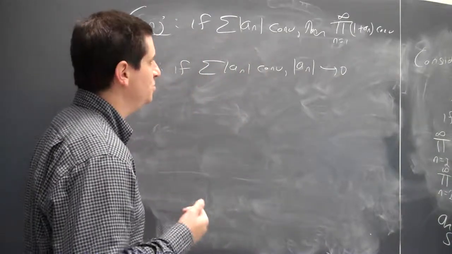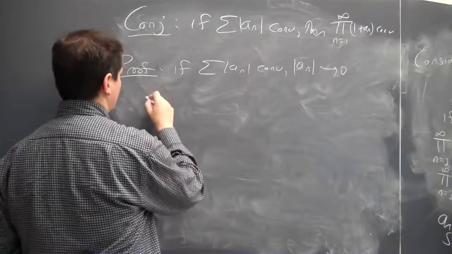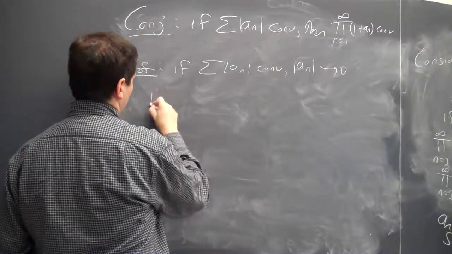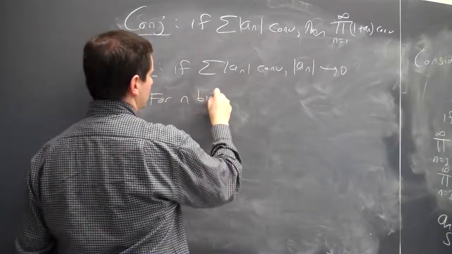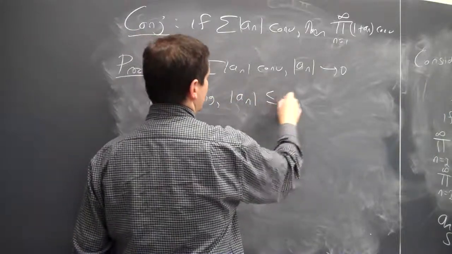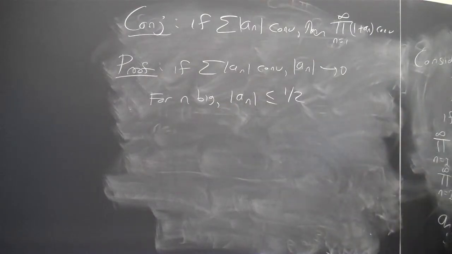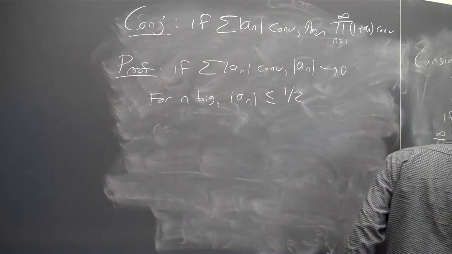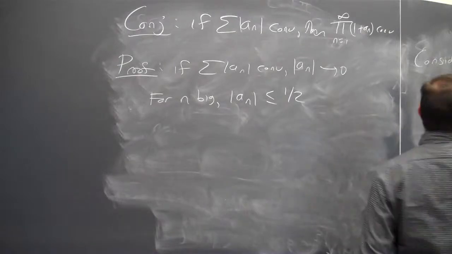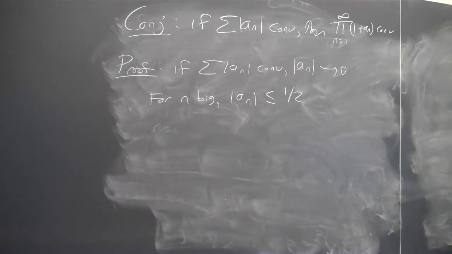So the book in this chapter uses the following technique many, many times. For n big, the absolute value of a_n is at most a half. In fact, you can make it at most whatever you want that's greater than 0. Because it converges to 0, you give me any epsilon, and from some point onward, the individual terms have to be at most epsilon. And so all we really need is a number that is less than 1. So 1/2 works well for this.